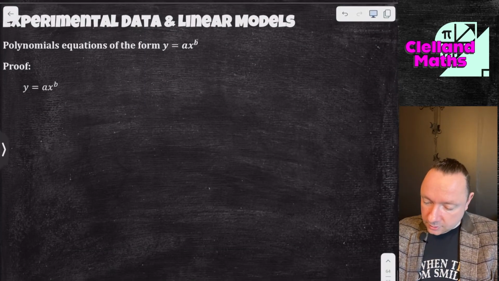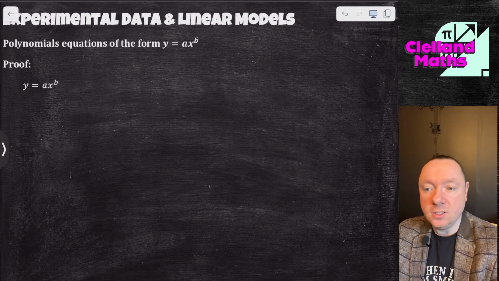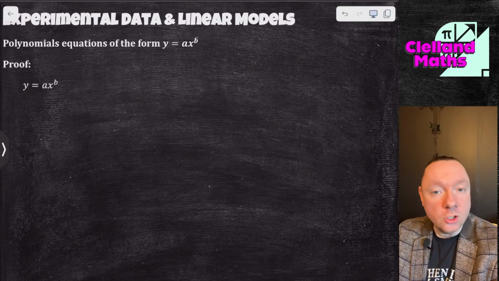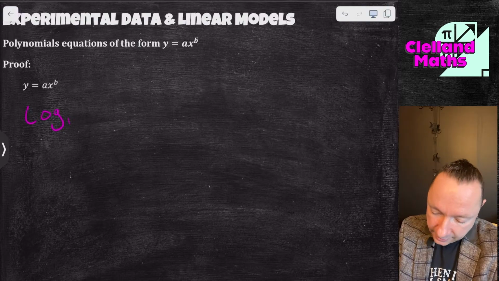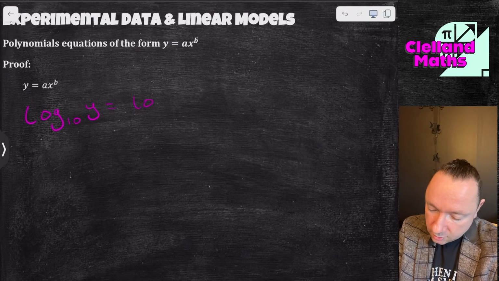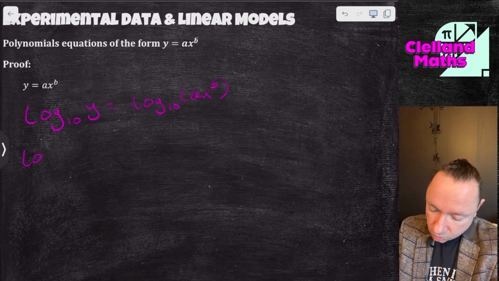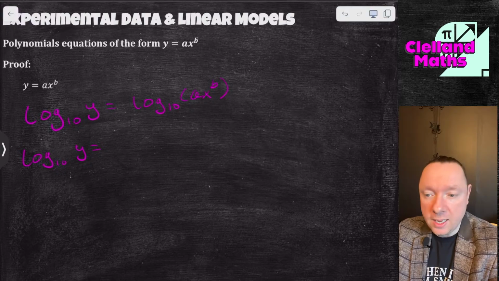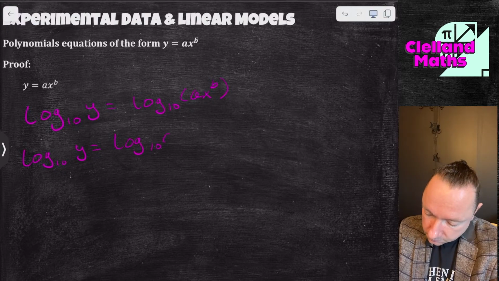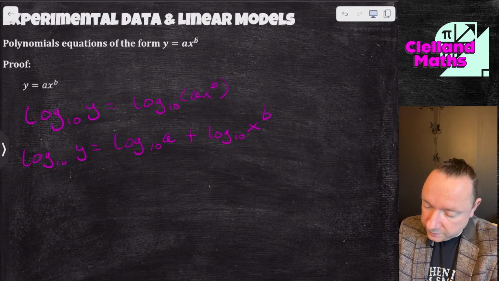Let's have a look. We've got power equations of the form, let's say a x to the b. So let's say we've got y equals a x to the b. Now we're used to taking logs of both sides to solve these, so let's just do that. Log base 10 of y is log base 10 of a x to the b, right? Now we can use our rules of logs to separate that out. So log base 10 of y would equal log base 10 of a plus log base 10 of x to the power of b.